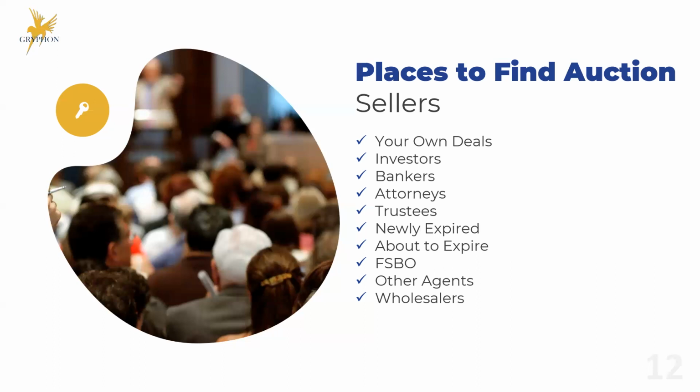Maybe they can, if we think that the value of the property is in line with what they want or need out of it. They are ideal for auction because they want to get their money back as quickly as possible. Bankers, attorneys, and trustees: in the form of a banker, probably some type of default. There's a foreclosure scenario, maybe pre-foreclosure. They want to get the property sold and get their money back as quickly as possible.